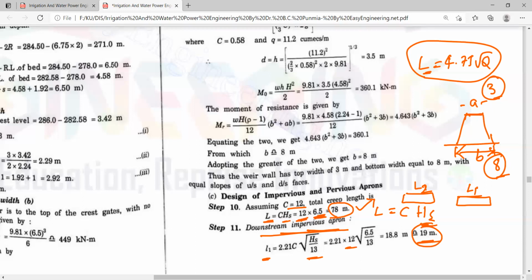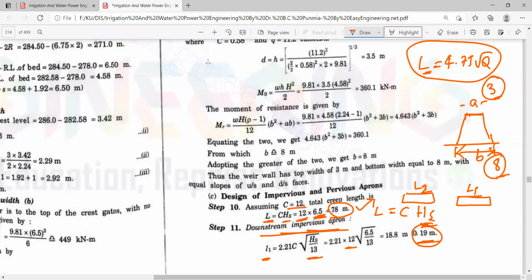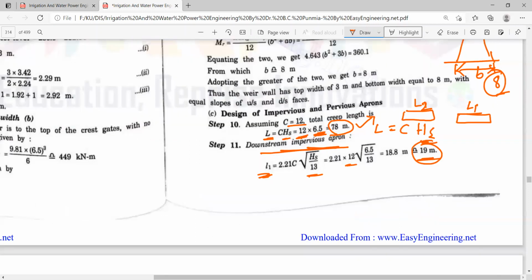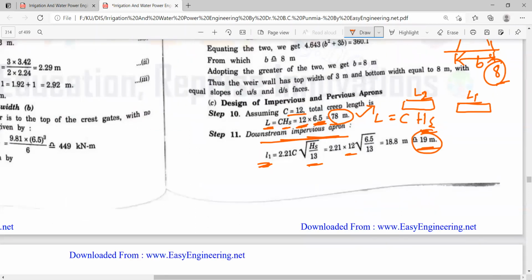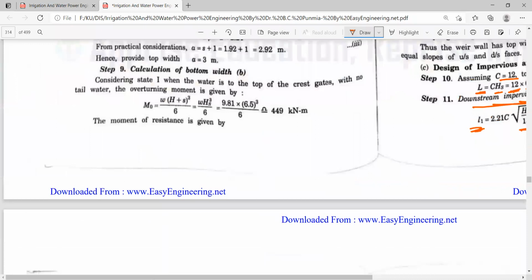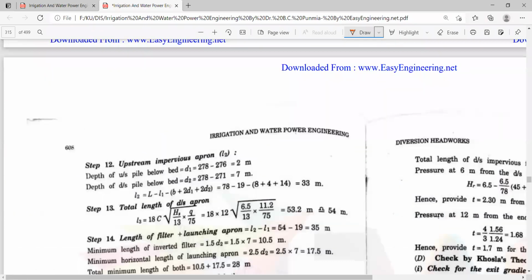Okay, downstream side, L1 will be the downstream side. I'll show you the diagram later. After that we need to calculate the length of off run upstream side, that is L2. So L2 is equal to total length of creep minus L1 minus B minus 2d1 minus 2d2.